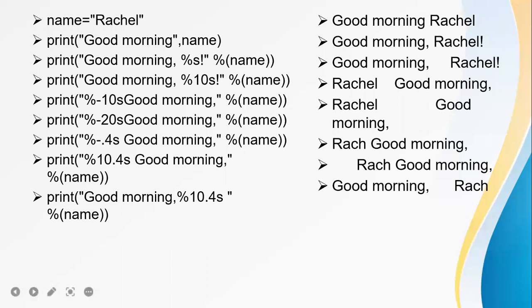So shall I proceed? So what will be the expected output here? Can someone tell me?